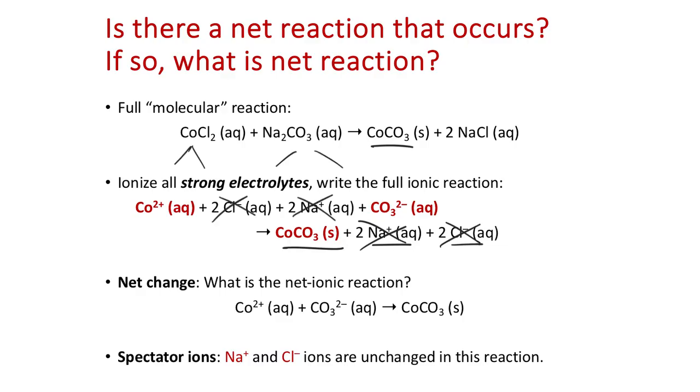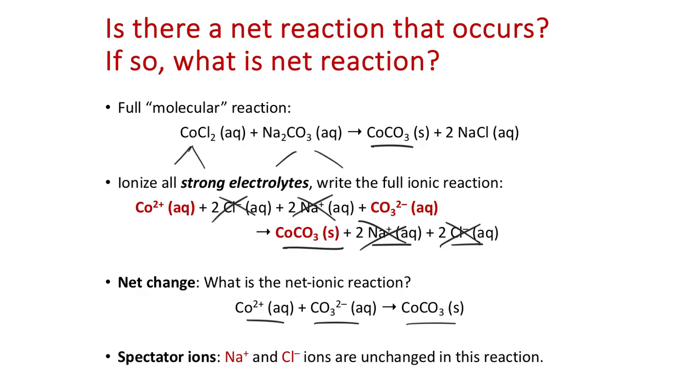Now, they don't disappear. They don't annihilate each other. We can just cancel them out from the net change. So when you write the net reaction, we call it the net ionic reaction because they're ions and the net change. The net changing ions during the course of the reaction are cobalt 2 plus AQ and carbonate ion AQ, precipitating as cobalt carbonate solid. So this is our net change. And when you can write a net change, you know a reaction takes place.